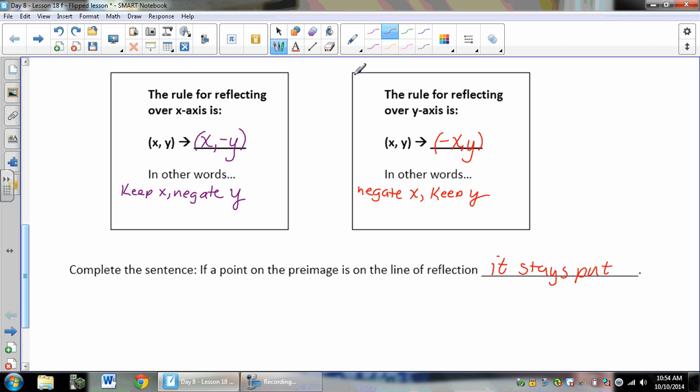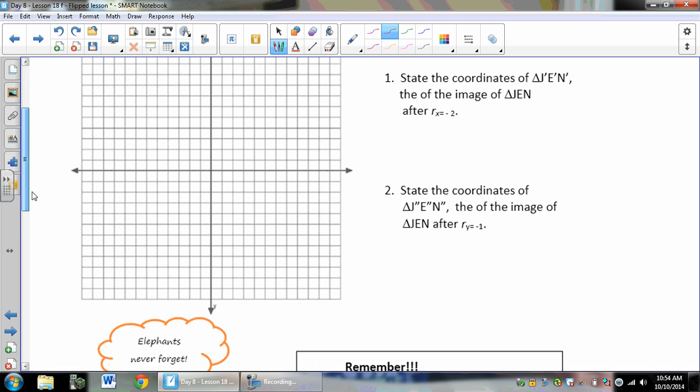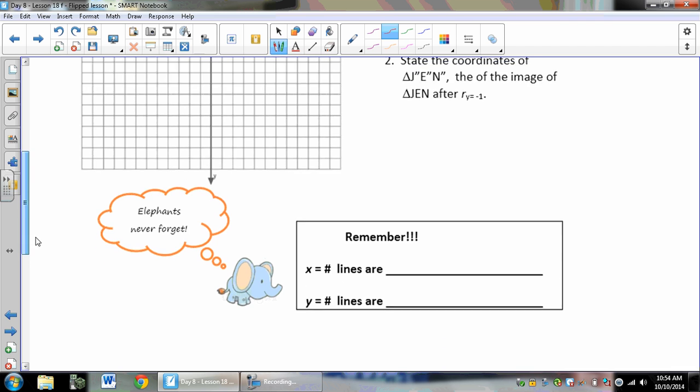It stays put. That's what happens. All right, let's go on to the next page. Now, you don't have to reflect just over the y and the x-axis. You can reflect over lines like x equals -2, or y equals -1, or x equals 17, or anything like that. You can technically reflect over anything you want if it's a line.